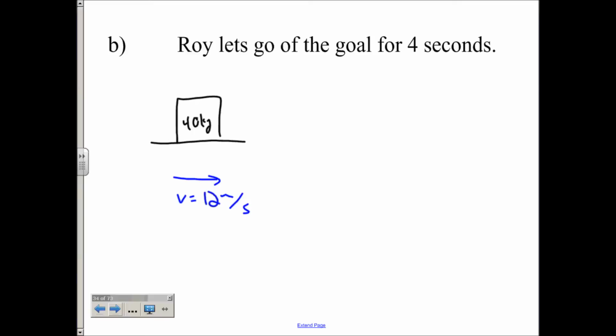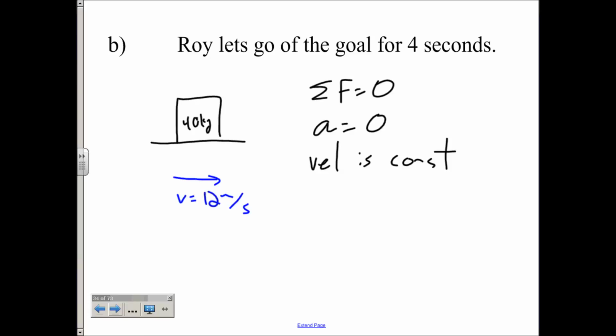Pause it. Think. All right? Nobody's pushing it. The net force is 0, right? There's no friction on the rink. Your acceleration is 0. So the velocity is going to be constant at 12 meters per second, right? It's going to keep going at 12 meters a second.